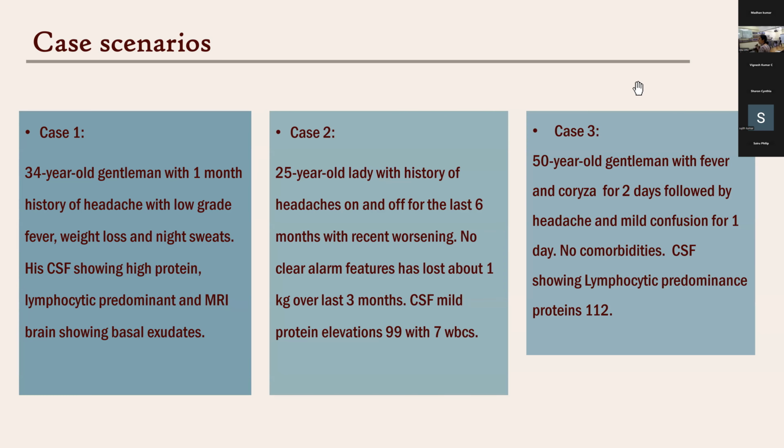Case scenario 1 is a 34-year-old gentleman with 1 month history of headache, low-grade fever, weight loss, night sweats. His CSF is showing high proteins, it's lymphocytic predominant, his MRI is showing basal exudates. Case 2 is a 25-year-old lady with history of headache on and off for the last 6 months with recent worsening. No clear alarm features, has lost some 1 kg over the last 3 months. CSF, some mild protein elevation with some 7 cells.